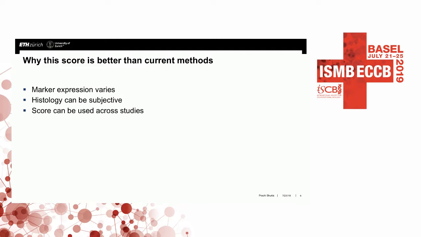So why is the score better than the current method? Some of the current methods involve just looking at marker expression, so Western blots, for example. And this isn't very good because marker expression can vary significantly across patients. It can vary across tissues and different cancer types, so it doesn't work great. You can't really use them to compare across studies. Histology can be very subjective, obviously, even with two or more people making assessments. And so our score can be used across studies. It can be used across tissue types, which is great.